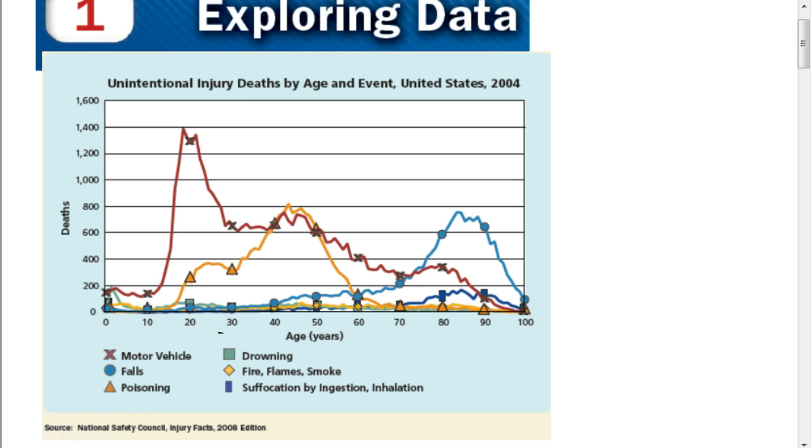In between the ages of 40 and 50, the most deaths there are dealing with poisoning. And as you look even further, as people get older, there's less and less poisoning, there's less and less driving deaths, because maybe as people get older, they're driving a lot less. But even with the blue line there, you can see that falls are the most common cause of death as people get older, which makes sense. So that's how we can look at data and evaluate data and maybe make decisions based on that data.